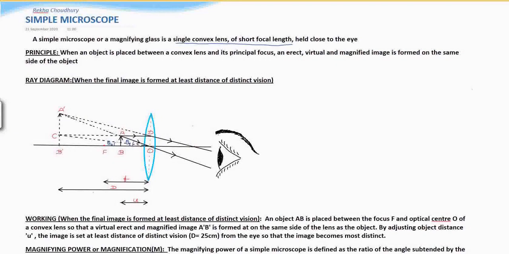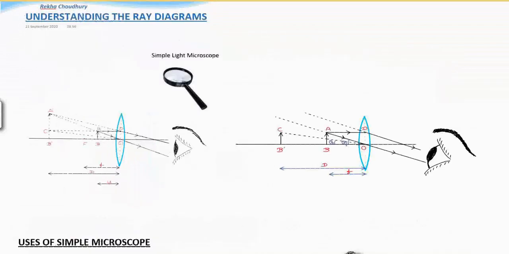Now let us understand the diagram first. This is the actual picture of a simple microscope. This is also known as a magnifying glass or reading glass, and here are two ray diagrams. In this first ray diagram, the image is formed at the least distance of distinct vision. We know that a normal eye can see an object clearly at the least distance of distinct vision, which is 25 centimeter.